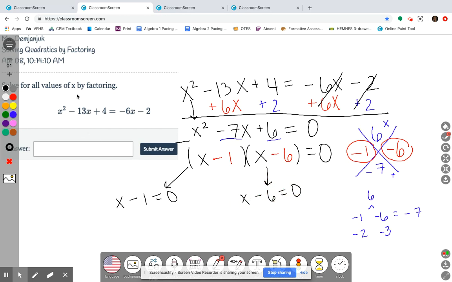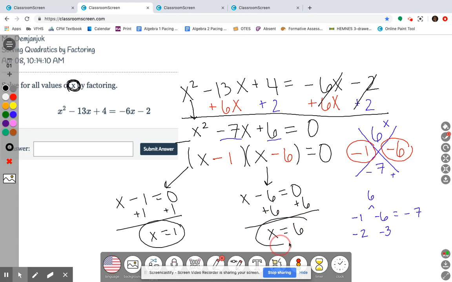And then you actually have to solve both of them for x. So you want to get the x by itself by adding 1 to both sides, our first answer, x equals 1. You want to add 6 to both sides. Our second answer, x equals 6. And we've solved this one by factoring.